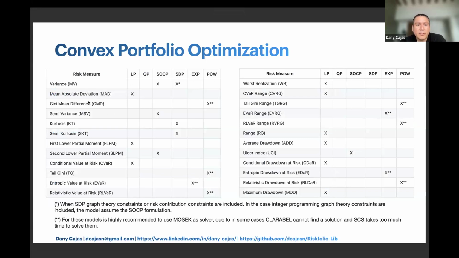Here there is a small summary where I can show, for example, the names of the risk measures, the ones from the other slides, and how these risk measures can be modeled. So for example, the variance can be modeled using second order cone programming and also semi-definite programming. Or for example, here the entropic value at risk is modeled using the exponential cone programming. So in Riskfolio-Lib, I use all the cones available.